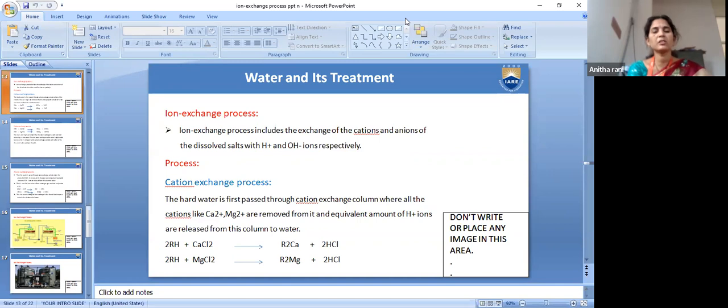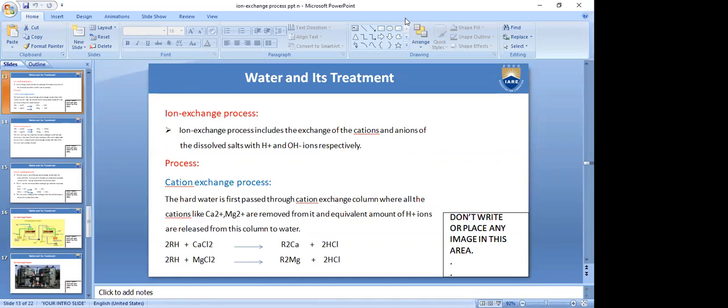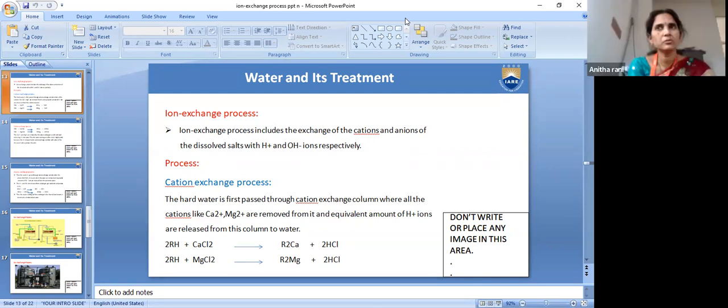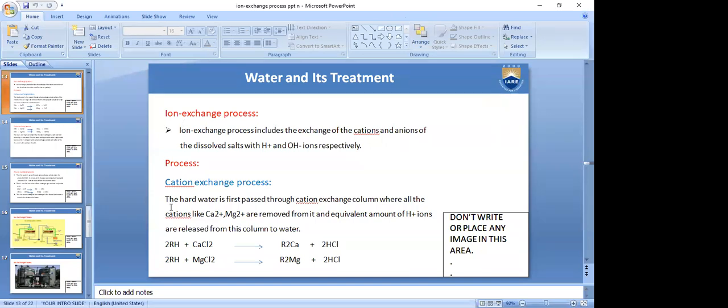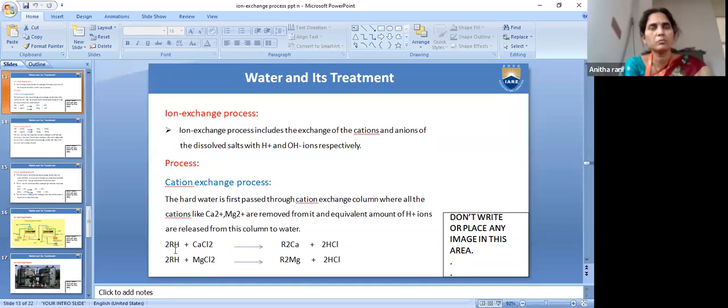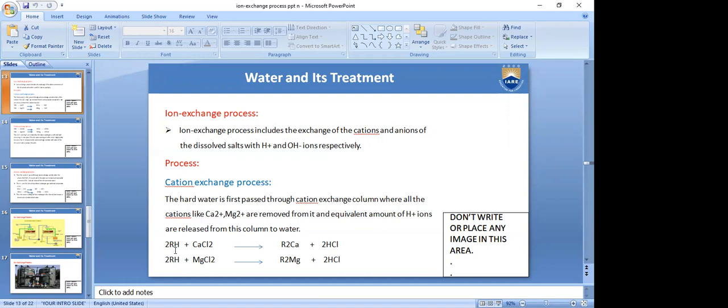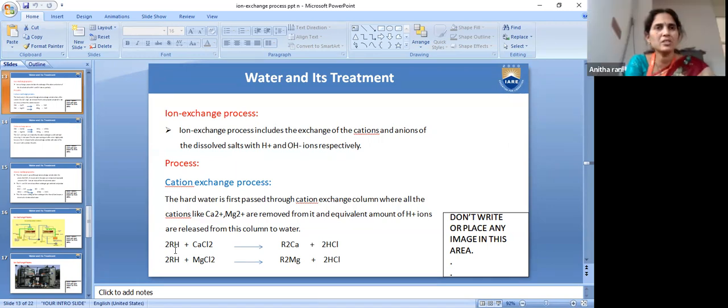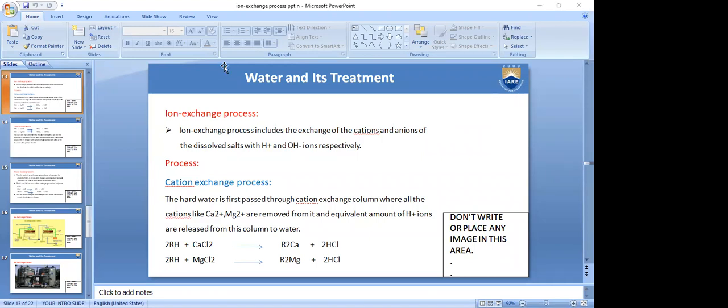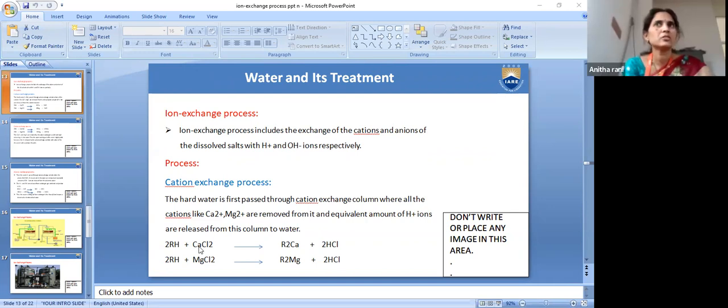What are exchanged in the cation exchanger bed? Calcium salts and magnesium salts are exchanged with the H plus. What is present in the cation exchange resin? Which ions are present in the cation exchange resin? H plus ions. So H plus ions are exchanged with the Ca2 plus ions.